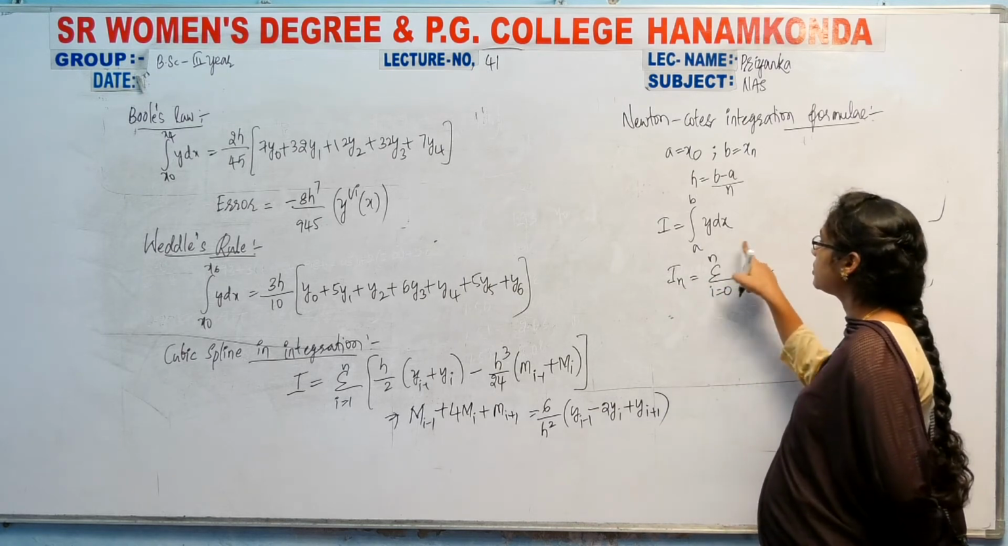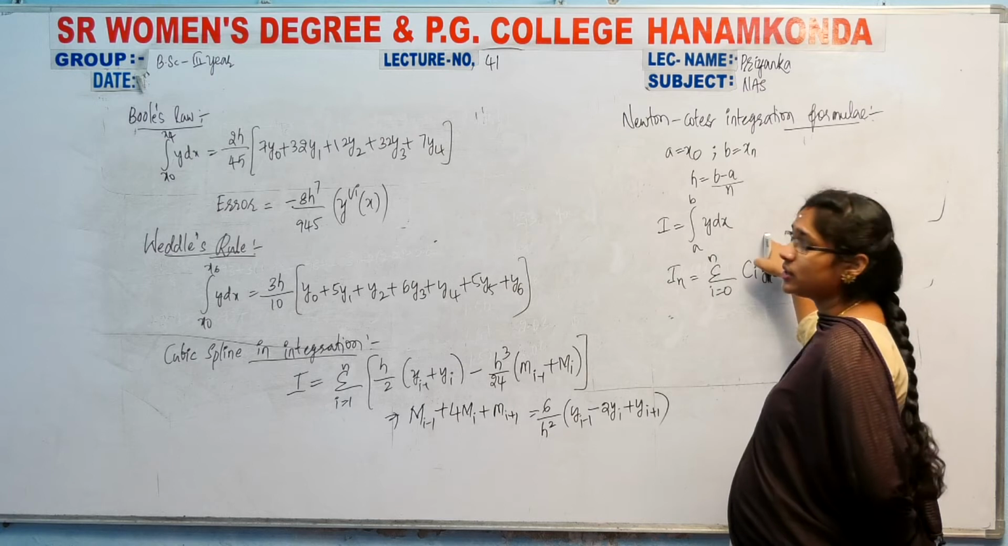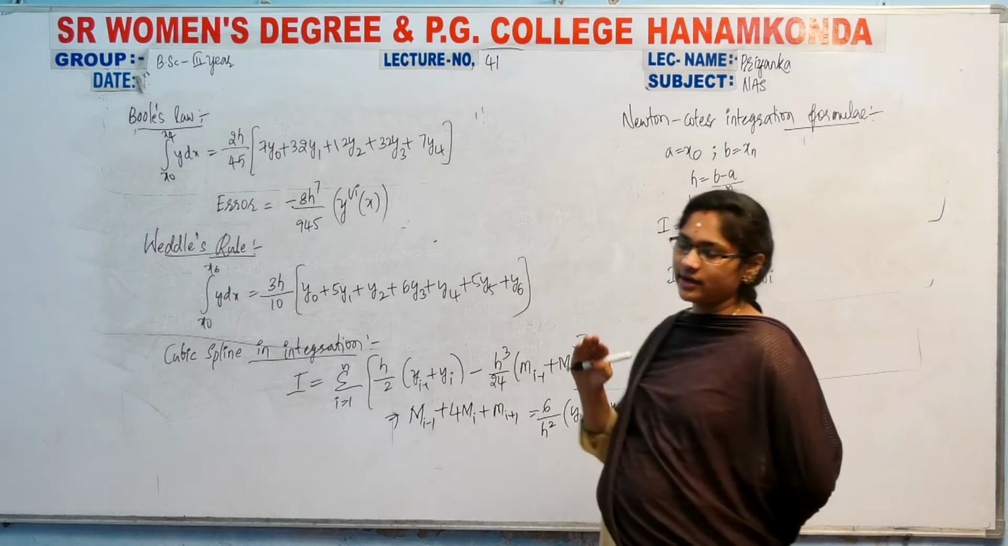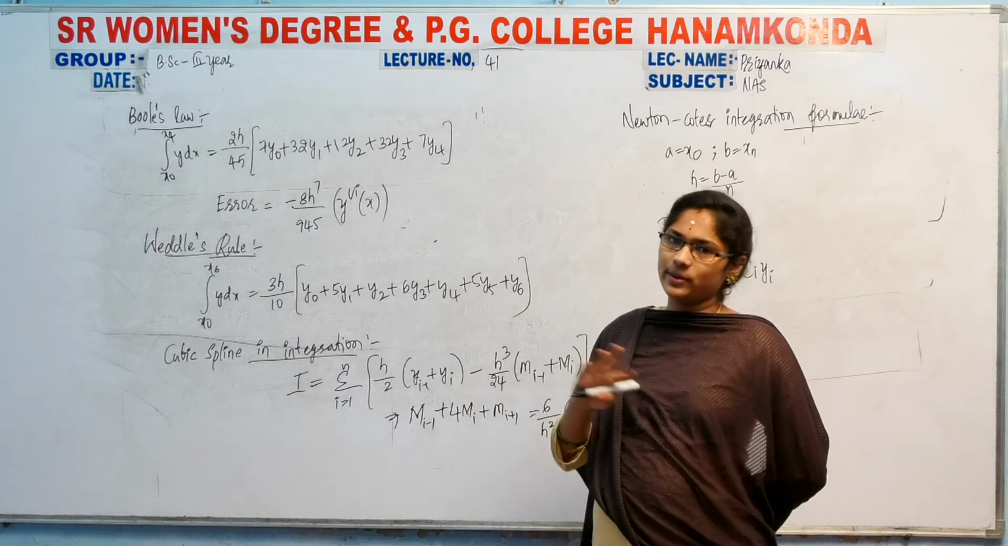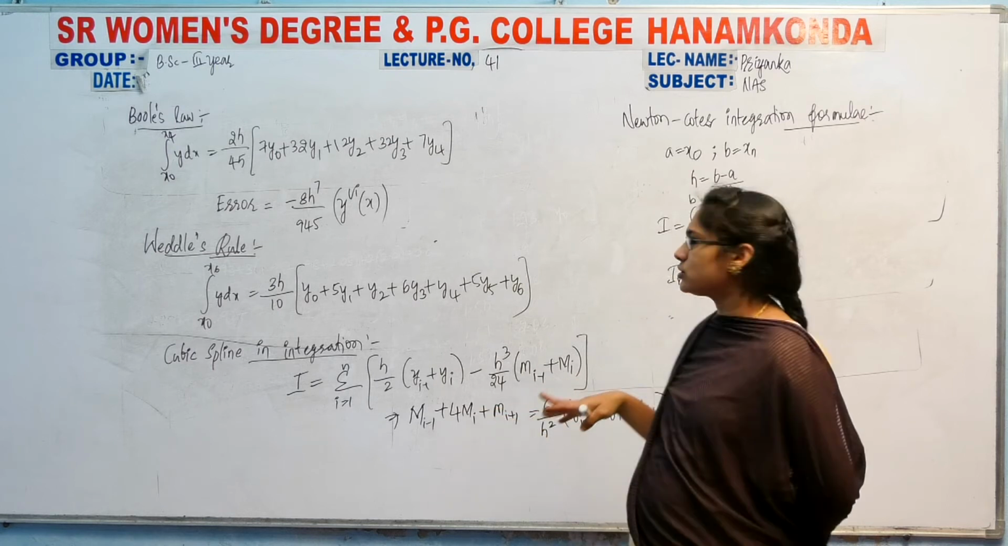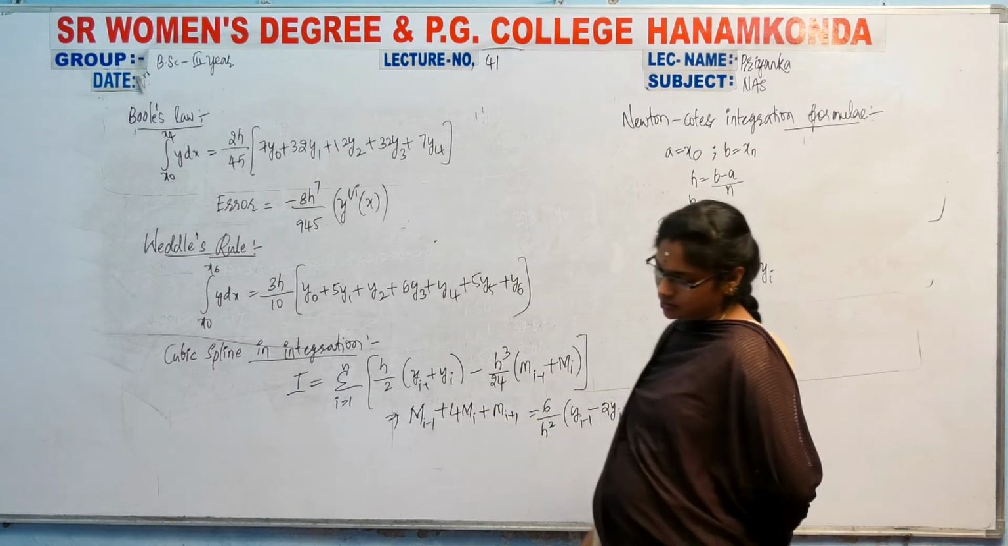So after integration, what do we get here? A summation. The integral from a to b we can divide into parts: integral 0 to 1, plus integral 1 to 2, like that. So that's why here I am taking the summation.